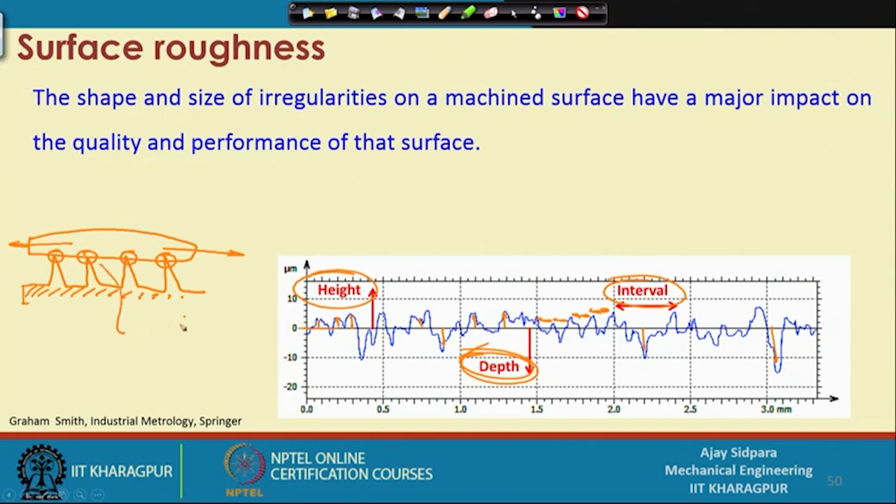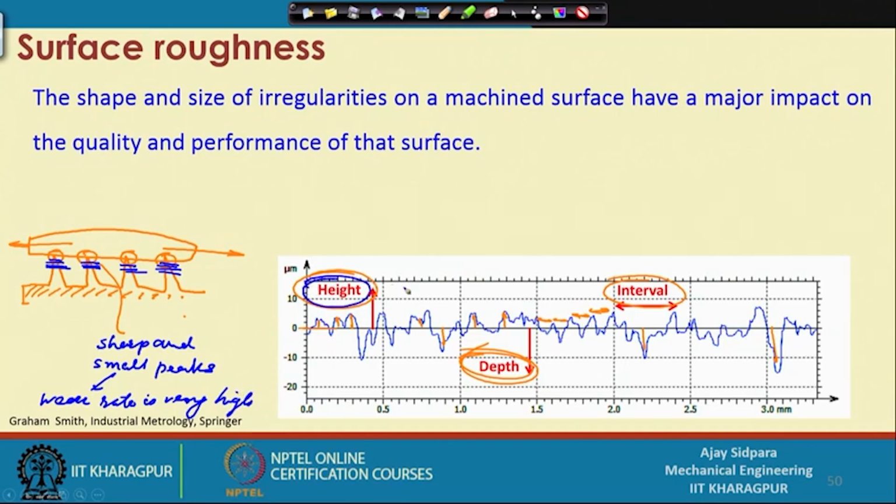These particular peaks are very small and they are very sharp also. So, let me write it: sharp and small peaks. When they move in this direction, what is going to happen? This will shear off from this part. So, its wear rate will be very high, right. So, height will play an important role.